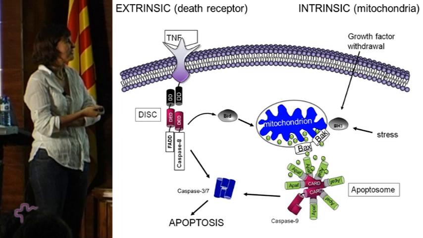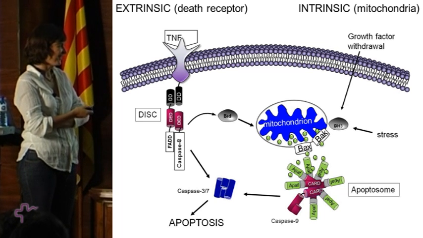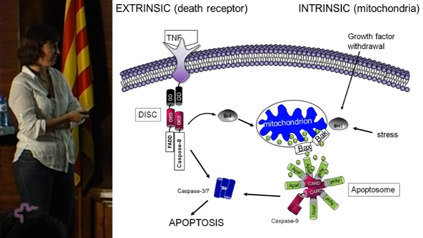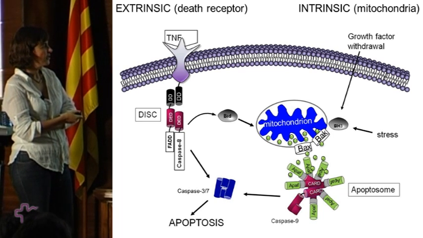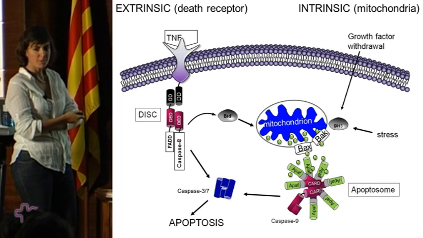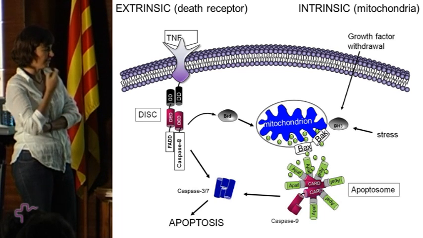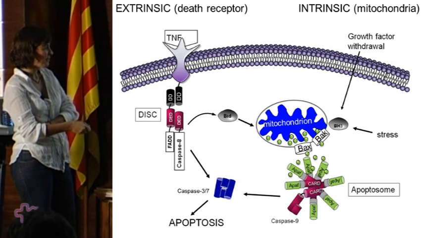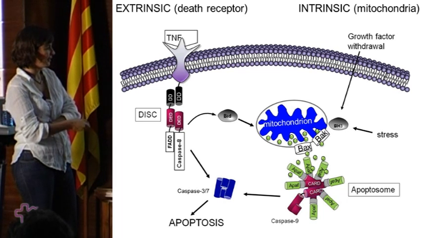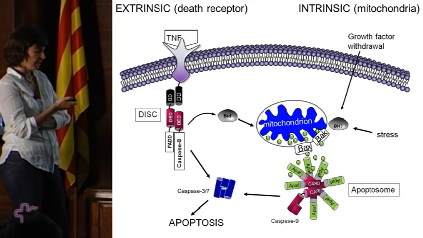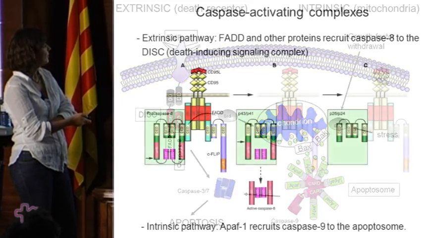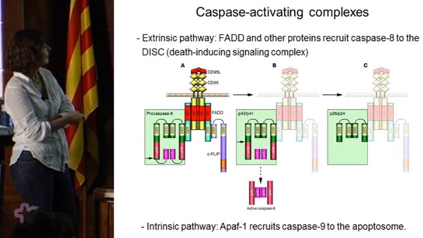Extrinsic will be growth factor removal. The rest will end up doing that damage intracellularly. So these stressors cause the regulation of BCL2 family proteins that are the ones that regulate the mitochondrial permeabilization. Then caspase-9 is formed in the apoptosome, and this again triggers the activation of executioner caspase.